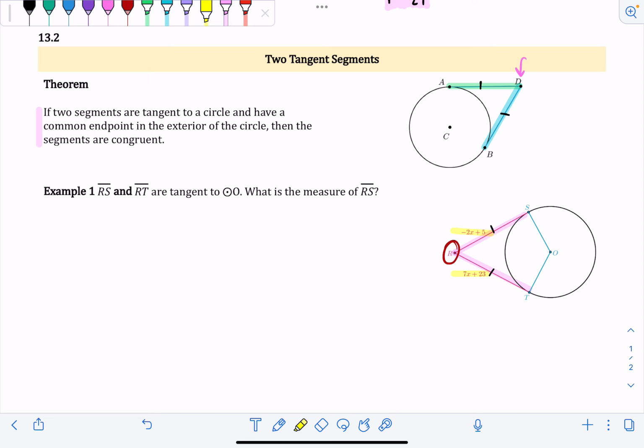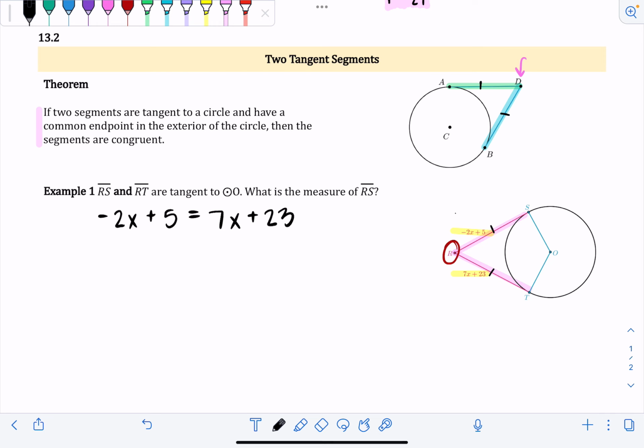So if they're both the same length, like we just proved, and we're trying to find the length, we can set those two lengths equal to each other, and then we'll have an equation where we can solve for x. So we're going to take the first one for RS, it's negative 2x plus 5. And then for RT, it's 7x plus 23.